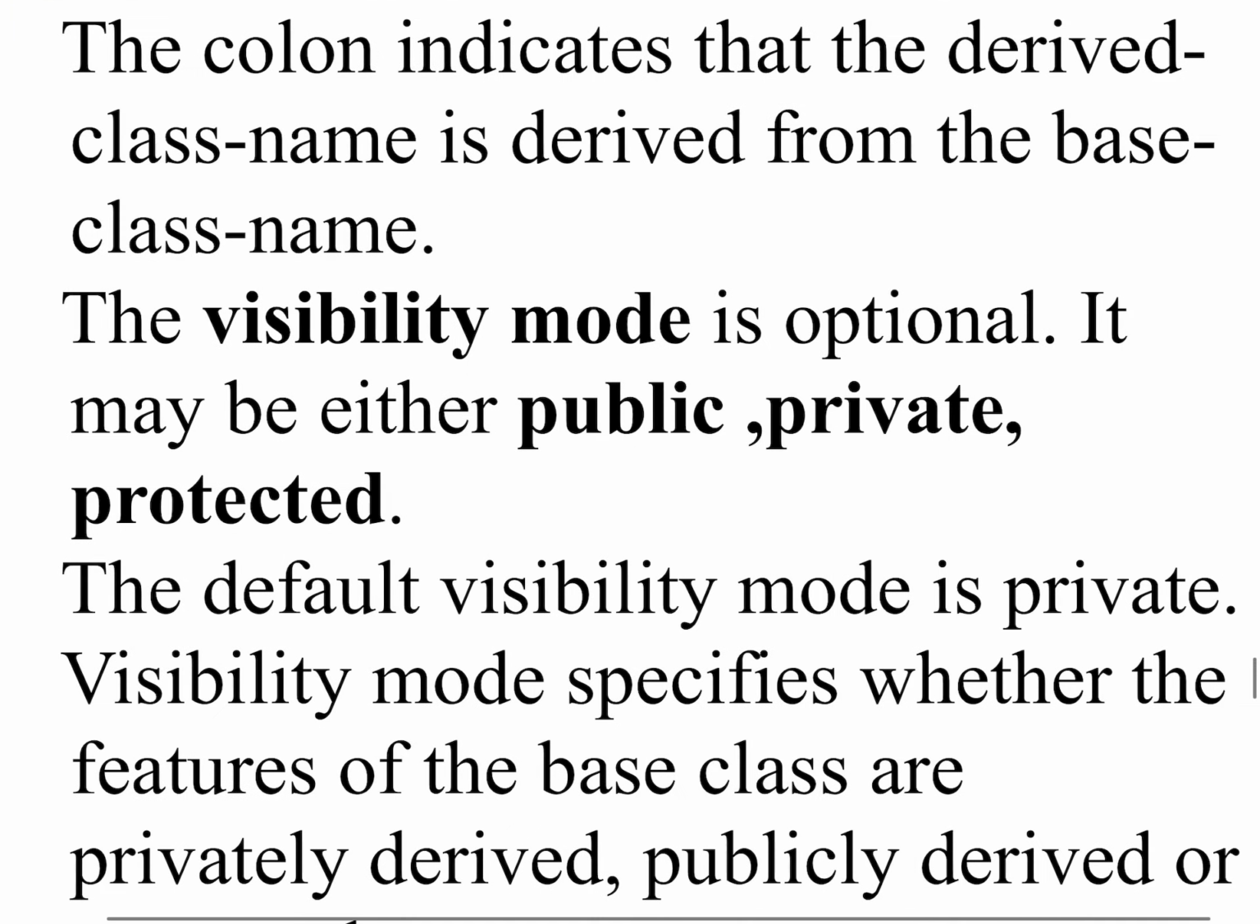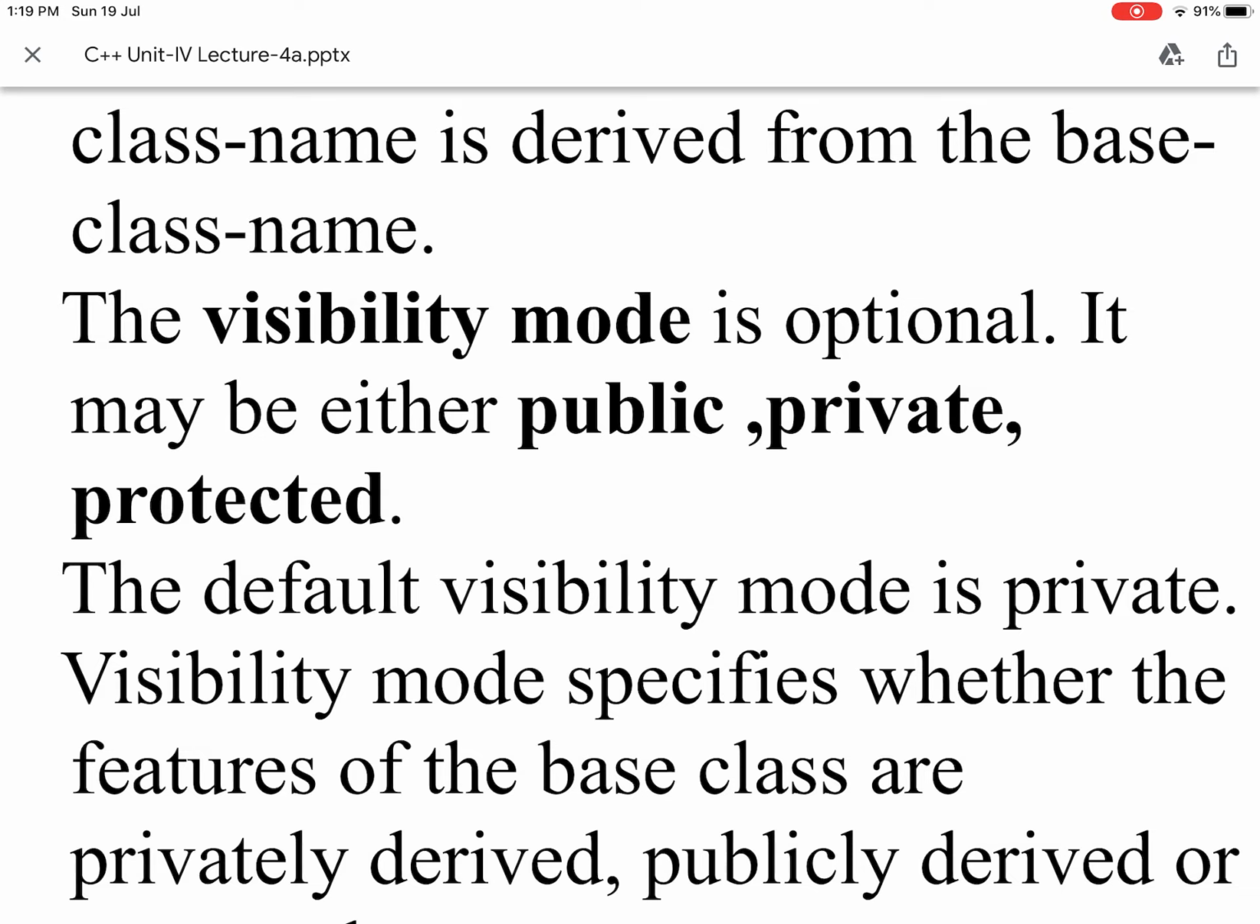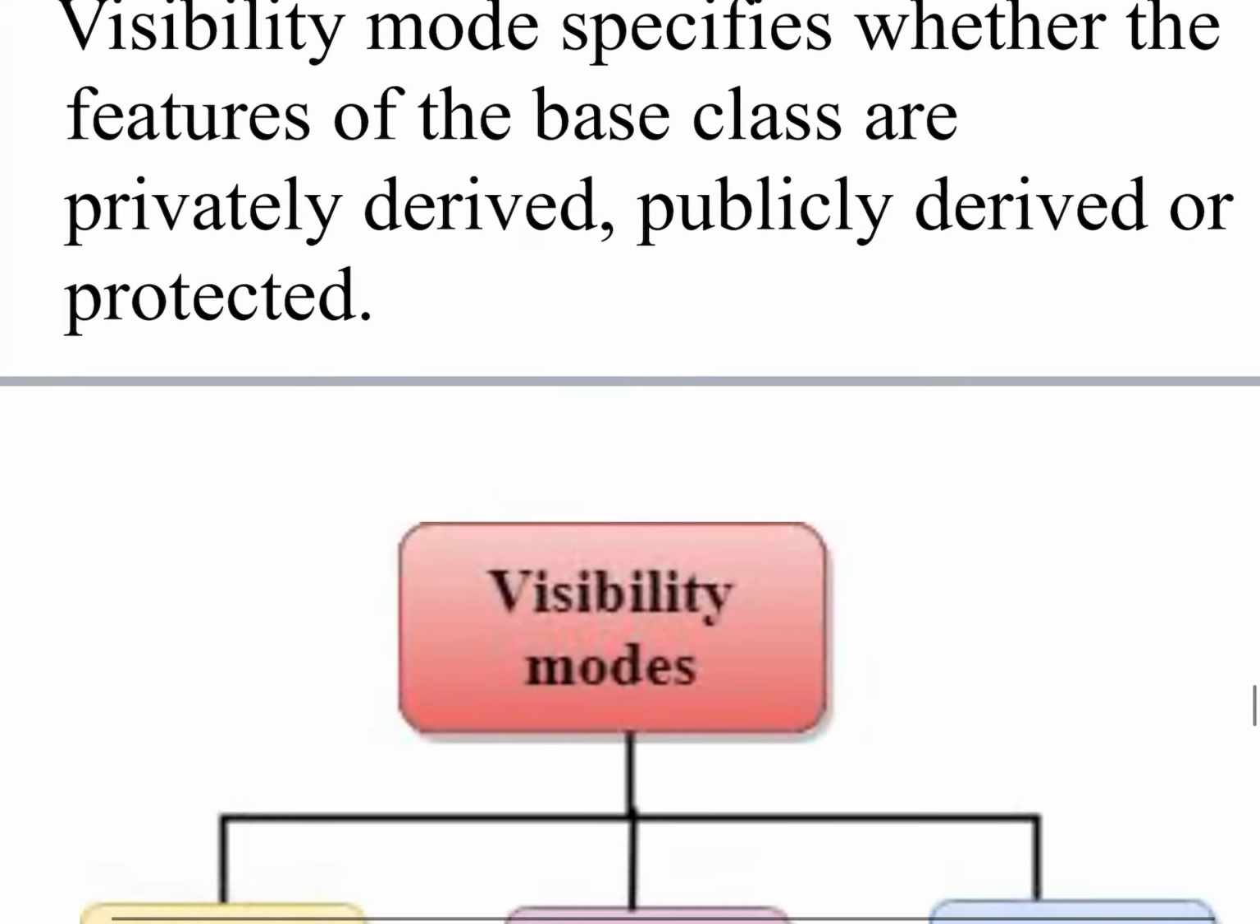The colon indicates that the derived class name is derived from the base class name. The visibility mode is optional. It may be either public, private or protected. Now we know the meaning of public and private declaration; protected we will learn in the next lecture. The default visibility mode is private. Visibility mode specifies whether the features of the base class are privately derived, publicly derived or protected.